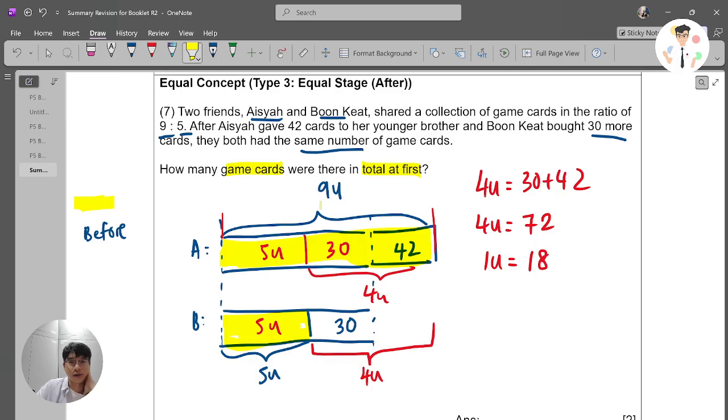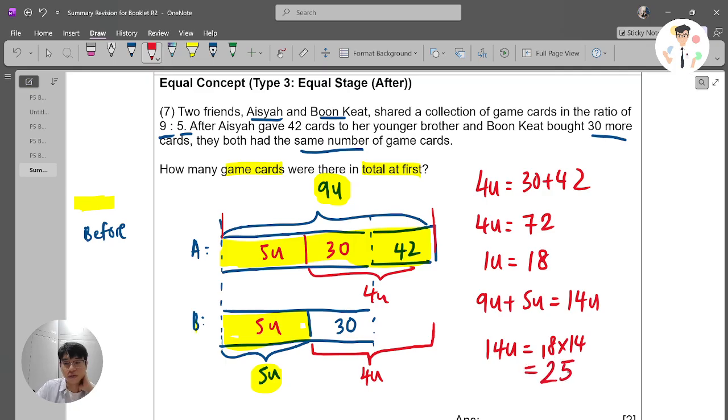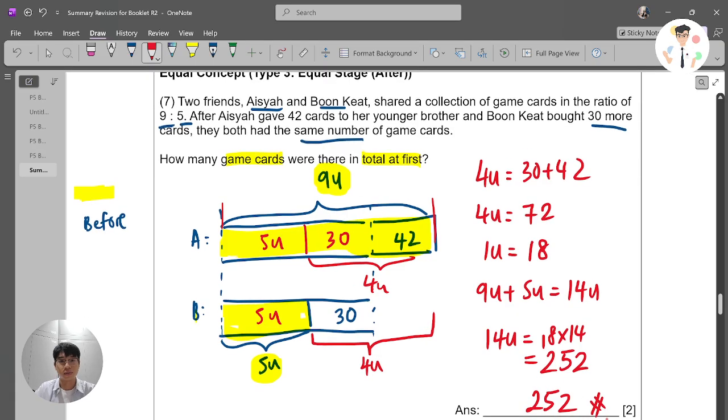But of course, I know that total at first, A has how many? 9 units, right? B has how many? 5 units. So what you are supposed to do is 9 units plus 5 units, which is 14 units. And if 1 unit is 18, 14 units is 18 times 14. And the answer is 252. Okay, simple. And that's it. We are done for this question.